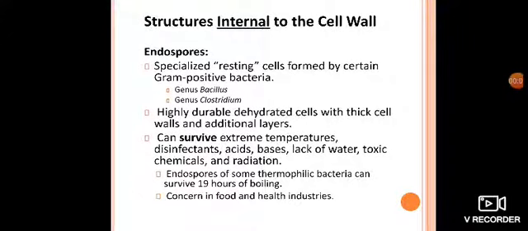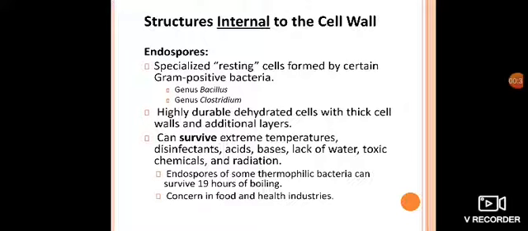So the next point is endospore. Basically, we have to discuss what is meant by spore, and what are endospores and exospores. First, the bacterial spore: what is a bacterial spore and why is it formed? Basically, bacterial spores are highly resistant. In this description, it is indicated as a specialized resting cell formed by certain gram positive bacteria.